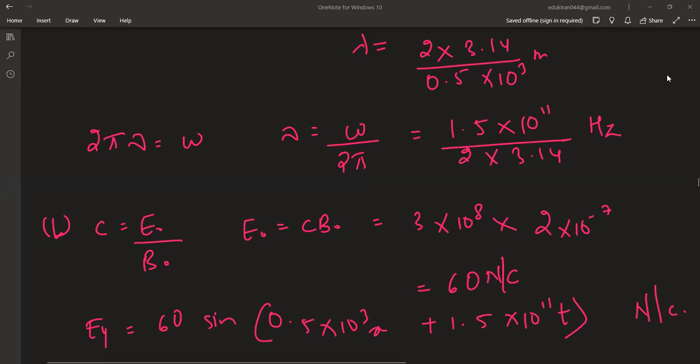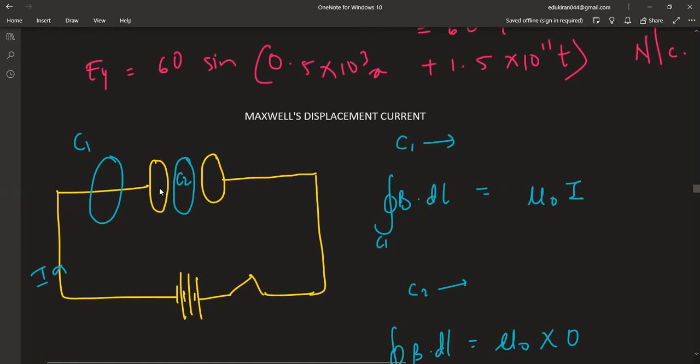Okay, now talking about Maxwell's displacement current. There was an experiment done. These were the two ends of the capacitor plates. We have discussed capacitors. Remember, parallel plate capacitors were there, cylindrical capacitors were there, as well as spherical capacitors. These are more circular capacitors.